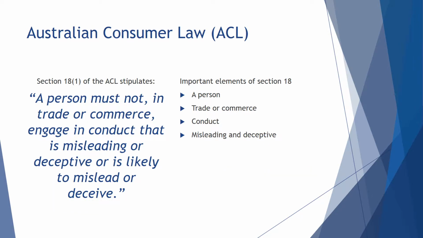Okay, so starting with the legislation, Section 18 of the Australian Consumer Law stipulates that a person must not, in trade or commerce, engage in conduct that is misleading or deceptive, or is likely to mislead or deceive. Seems like a pretty straightforward statement, but there's actually quite a lot there, and what we're going to do today is unpack some of that. Key to doing that is looking at the important elements of Section 18. So we've got a person, trade or commerce, conduct, and the term misleading and deceptive, and each of those are things that we're going to step through with you in the next few slides.